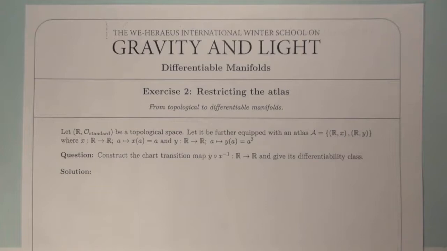We continue with exercise 2, and now the topic is the atlas and the way from topological to differentiable manifolds. We start with a topological space, R, equipped with the standard topology, and we further have an atlas, A, containing two charts. Each of the charts covers the whole manifold, but they can of course be together in an atlas. The chart maps are given by the map x, which is the identity map, and the map y that maps some element a of R to a to the power of 3.